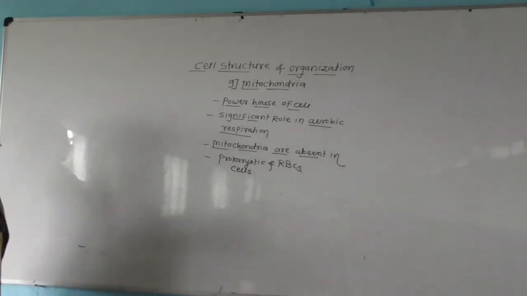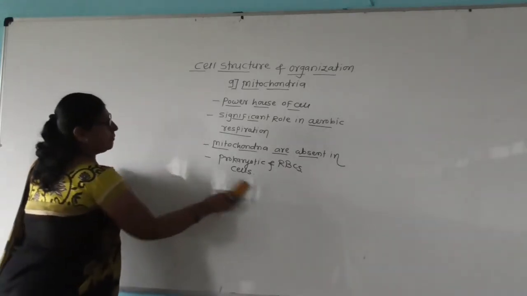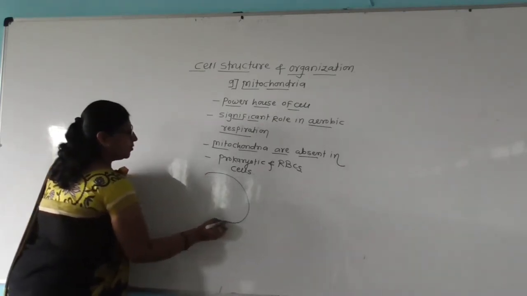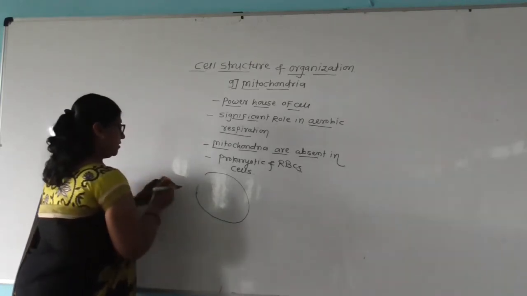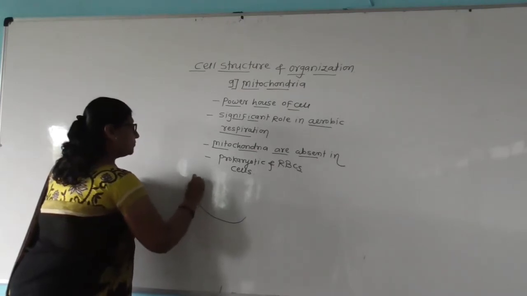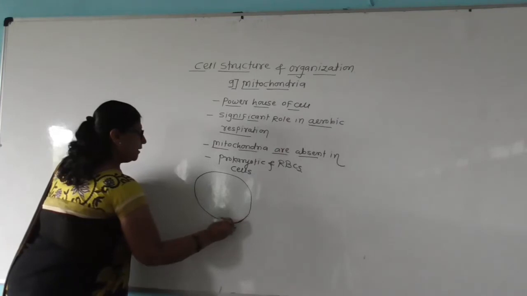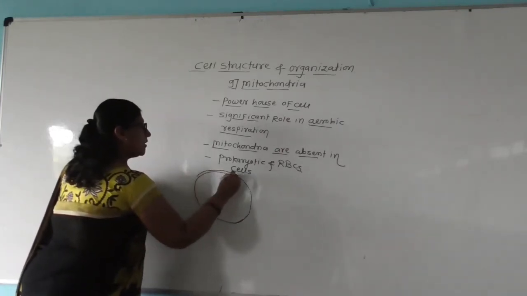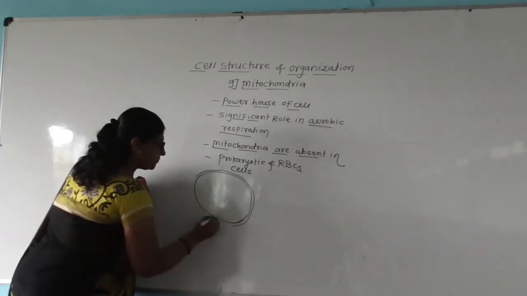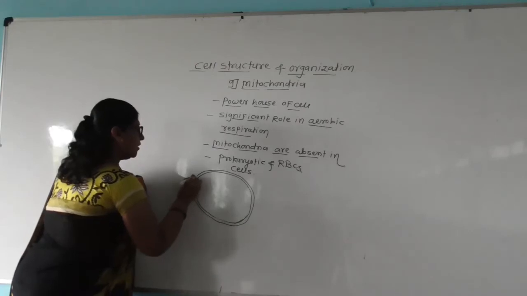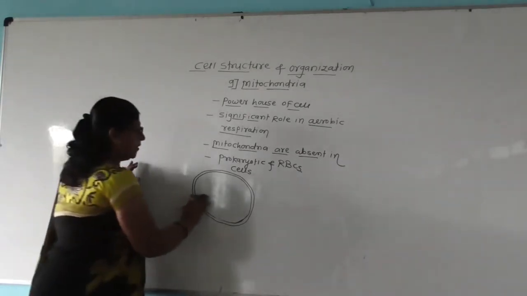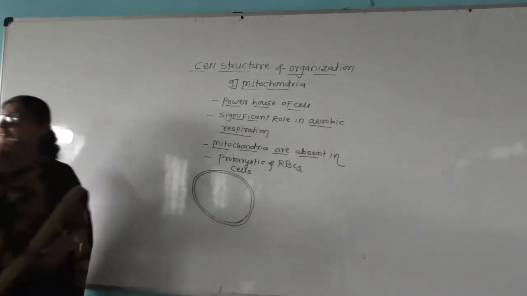The structure of mitochondria shows a double membrane bound structure, of oval, spherical or spiral plate-like shape. The number differs in different types of cells.